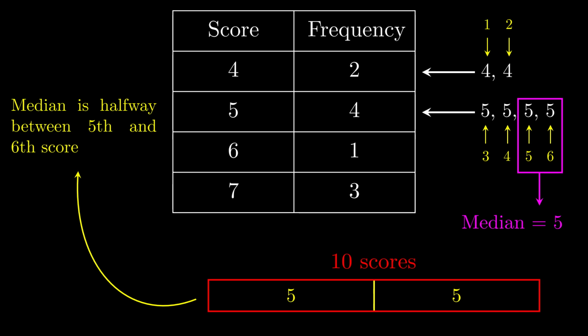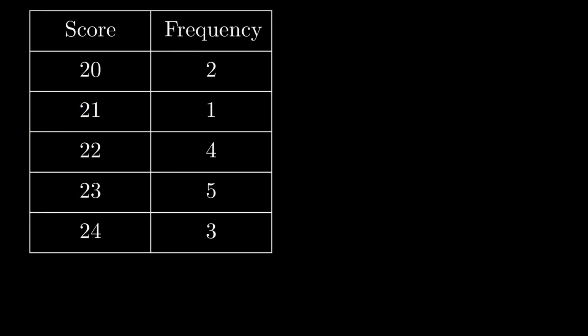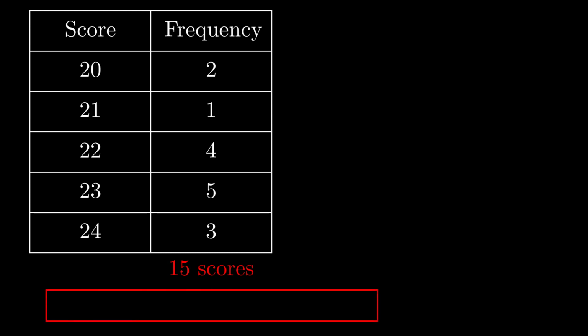I'll show you this again, maybe with a slightly larger set of data. It's the same setup, and the first thing to do would be to look at the frequencies and work out how many scores there are. This time, by totaling up those frequencies, we have a total of 15 scores. Again, we imagine that there's a whole heap of 15 scores in front of us. If we divide that by 2, we'll see that it splits into 7 and 7, except this time there's 1 left over, which isn't really a bad thing because that one will exactly be the median.